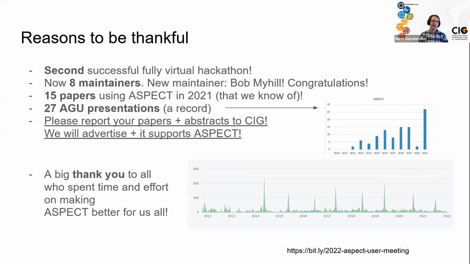So we had our second successful fully virtual hackathon in the summer. Despite COVID, we could make a lot of progress. We made some friends. We increased the number of our maintainer team now to 8 maintainers. And I want to, again, congratulate Bob Myhill for becoming one of the maintainers of Aspect. Maybe we can get a round of applause for him.